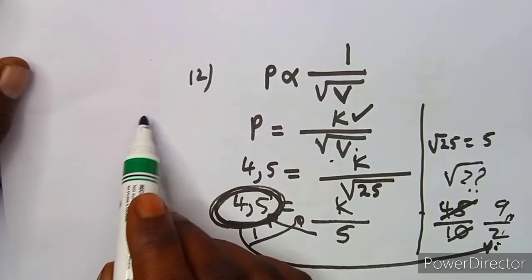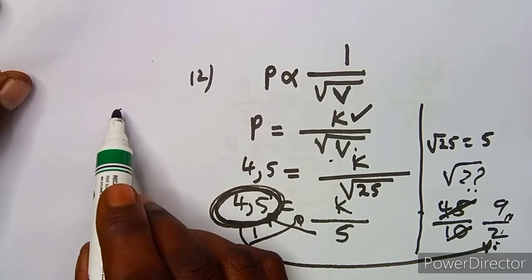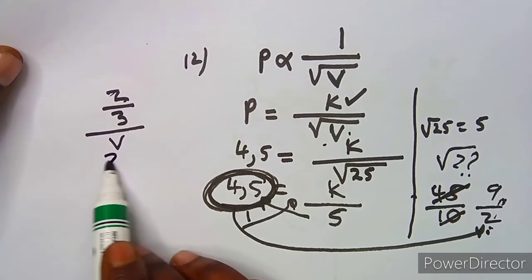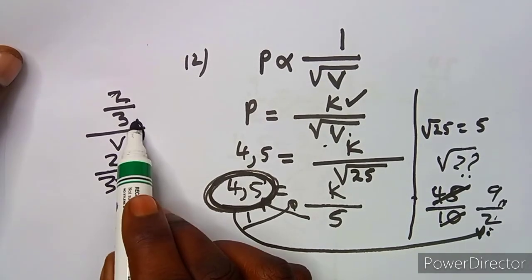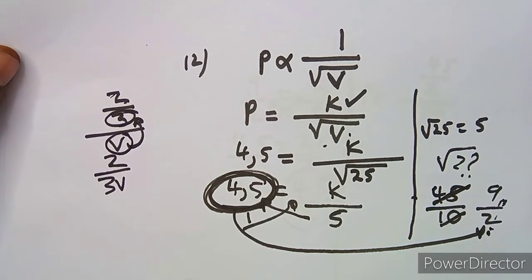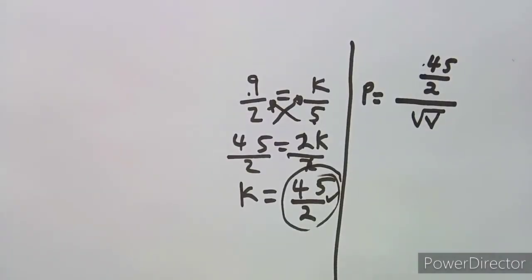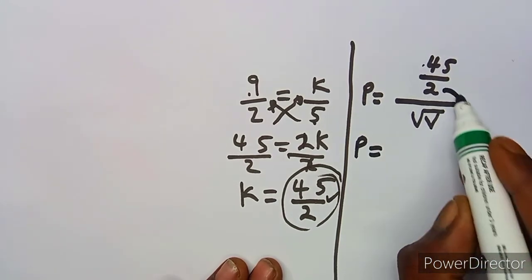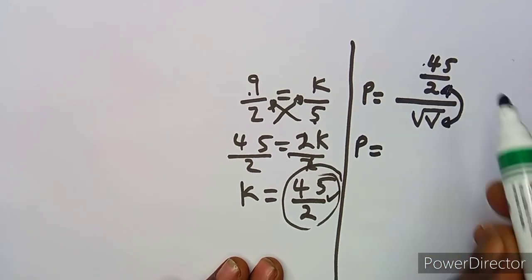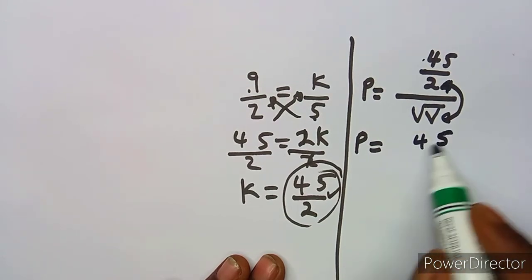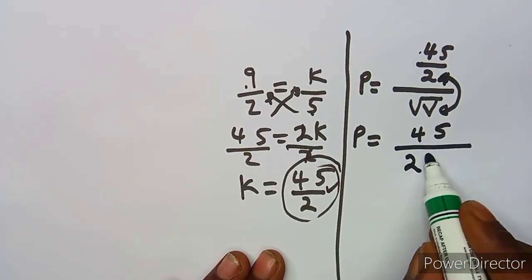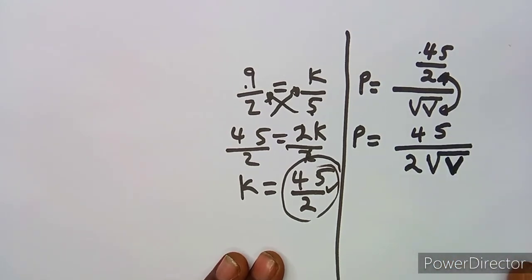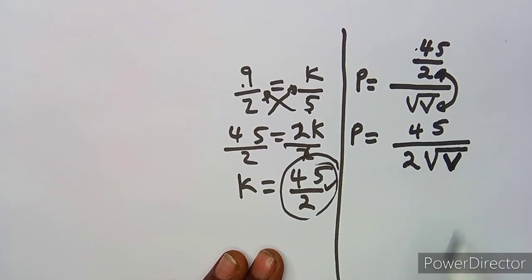Okay, I want to teach you something here. When you are given 2 over 3 like this over v, it simply means 2 over 3v. The denominator and denominator multiply each other. So in this case, the presentation can be like this. It's going to be 45 over 2 square root of v. That's a better presentation that you can do. So denominator and denominator multiply each other.